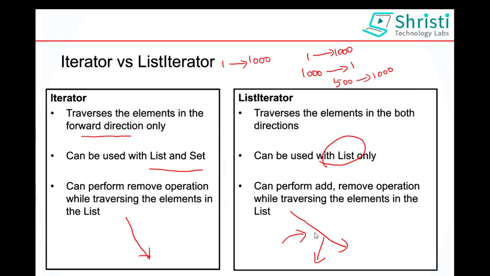Iterator forward direction, list iterator both forward and backward direction. Iterator with list and set, list iterator only with list. Iterator can perform only remove operation. List iterator can perform add, remove and set operation. What is set? Converting a list into set. In that case, the duplicates will be removed.